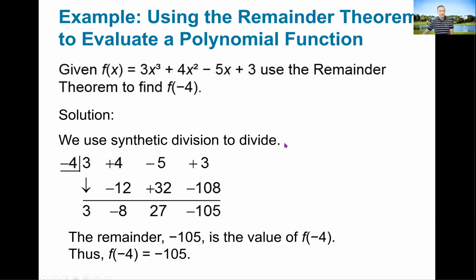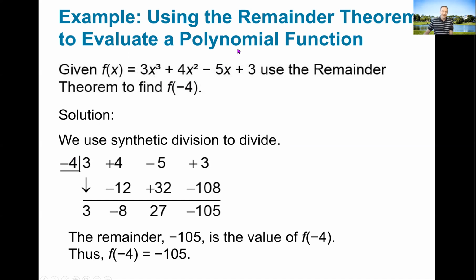To see that, let's look at a problem. Let's say I give you the polynomial f of x is equal to 3x cubed plus 4x squared minus 5x plus 3. And I'm asking you to use this remainder theorem that I just mentioned on the previous page to find f of negative 4.